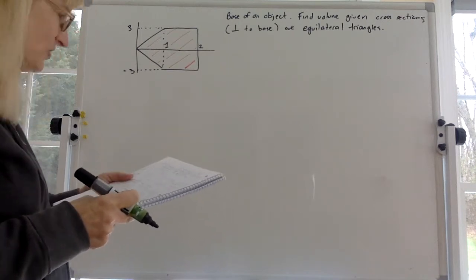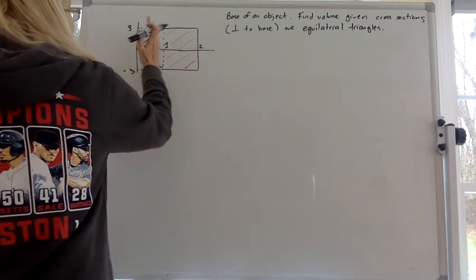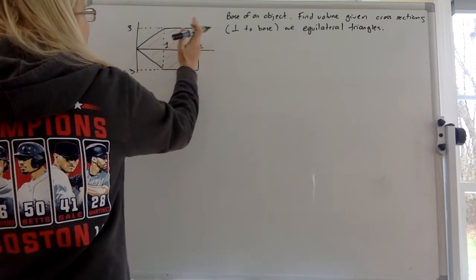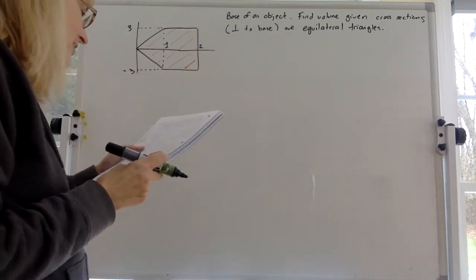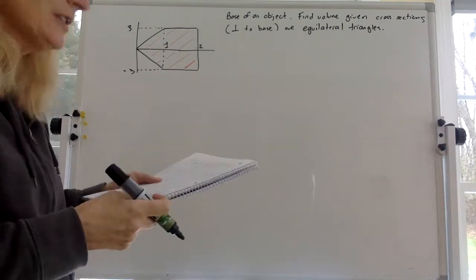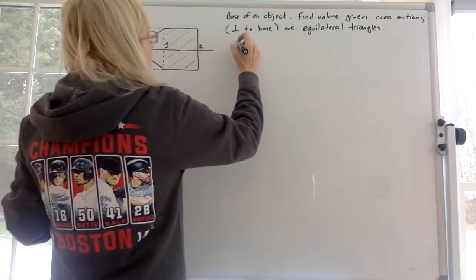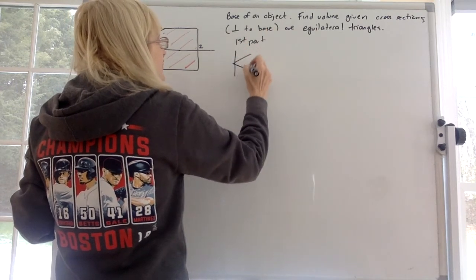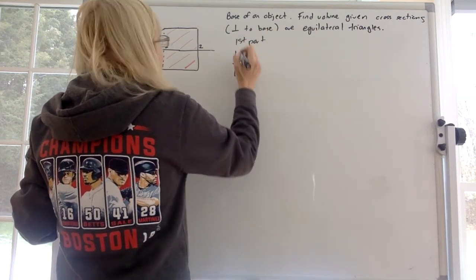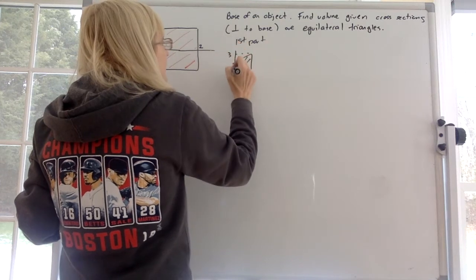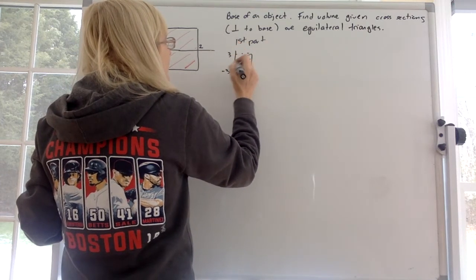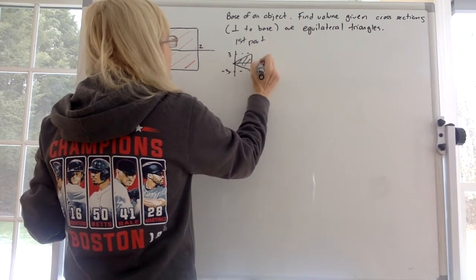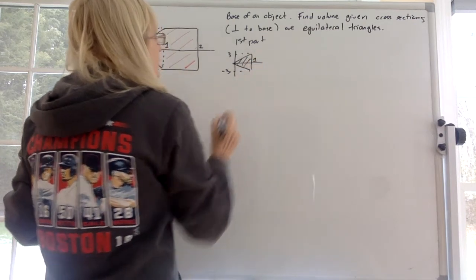So what do we have to do? We have to do this in two parts, because from here to here it looks like one shape, and from here to here the base is another shape. So let's do it in two parts and then we'll add the two volumes. That's all we're going to do. So the first part, what does it look like? It goes from 3 to -3 there, and it goes from 0 to 1 here.